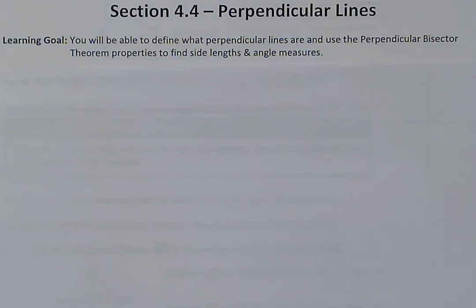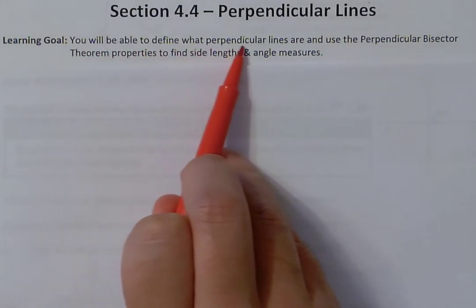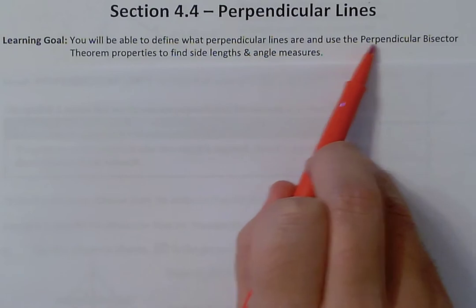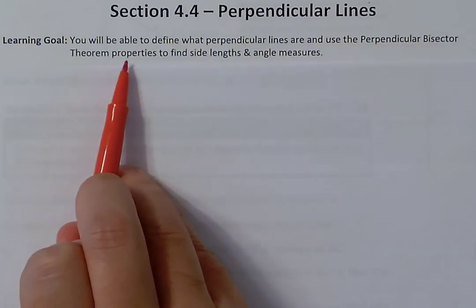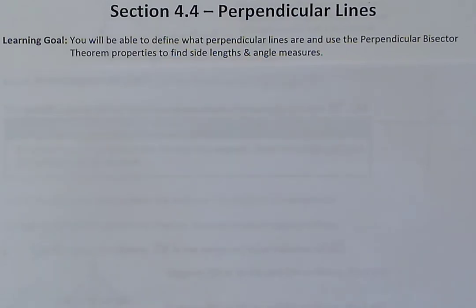For today's lesson, we're going to be taking a look at section 4.4, which is going to deal with perpendicular lines. Now, for today's lesson, we have one learning goal, and our learning goal is you will be able to define what perpendicular lines are and use the perpendicular bisector theorem properties to find side lengths and angle measures. So we're going to take a look at perpendicular lines, and then we're going to use the perpendicular bisector theorem to go through and find either angle measures or side lengths.